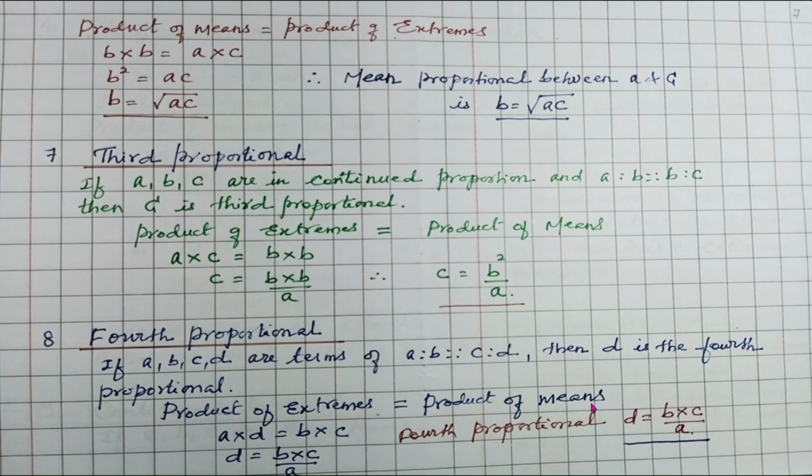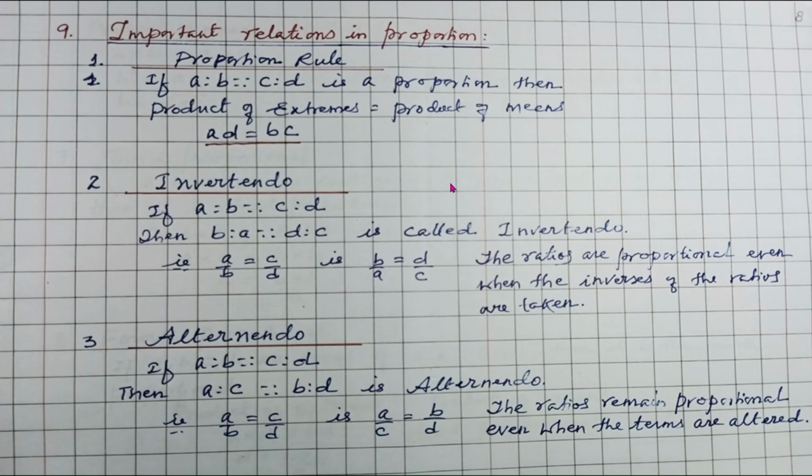The product of extremes is equal to the product of means. A into D is equal to B into C, then the fourth proportional D is equal to B into C upon A. So remember how to find the mean proportional, the third proportional, the fourth proportional, and so on. Remember that. Now coming to the next point, the important relations in proportion.